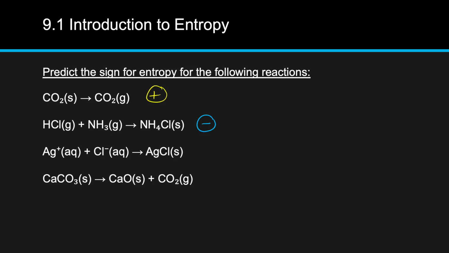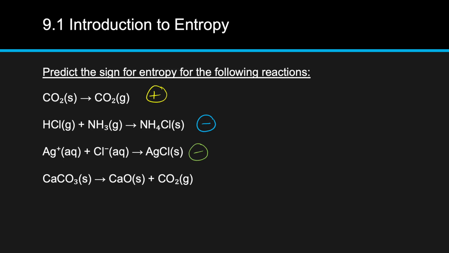For our third example, we have Ag+ aqueous plus Cl- aqueous forming solid silver chloride. So because dissolved ions are becoming a solid precipitate, the system is becoming more ordered, which means we have a negative value for entropy.